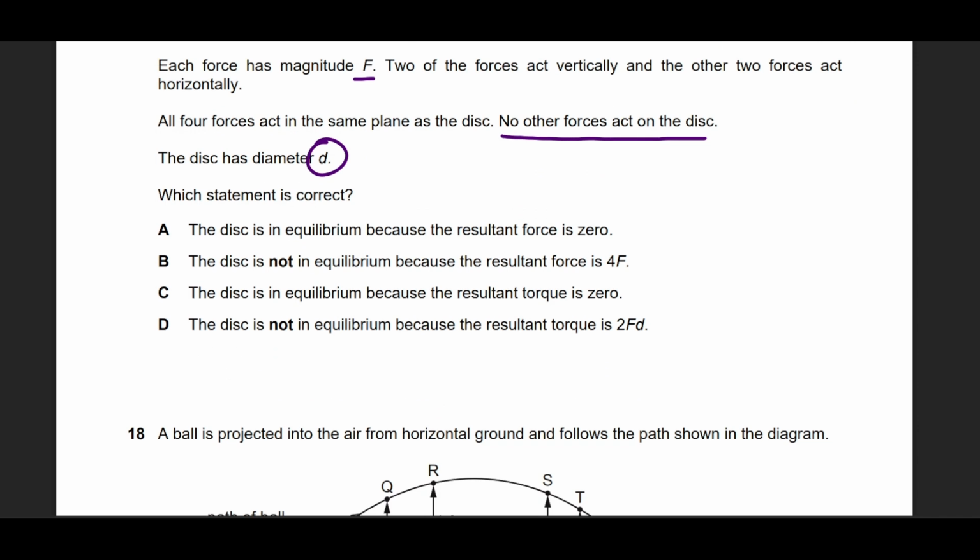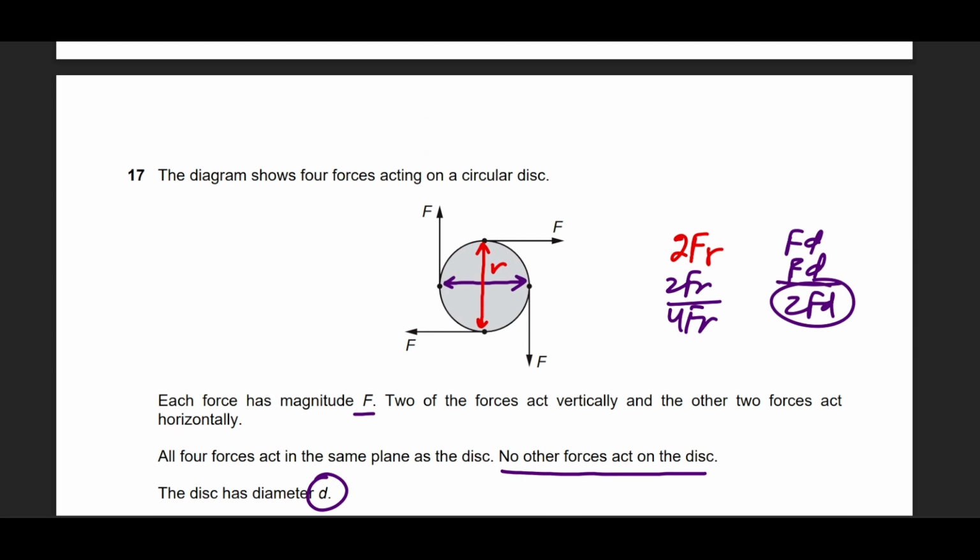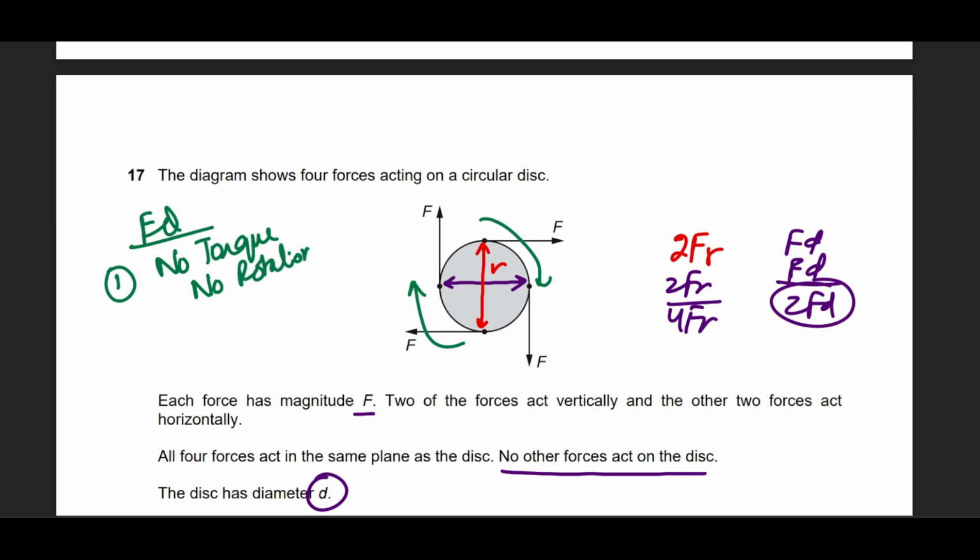The disk is in equilibrium because the resultant force is 0. First of all, the disk is not in equilibrium. So options A and C get cancelled out. The disk is rotating. For a condition of equilibrium, the first condition is that there should be no torque. And simply put, there should be no rotation. It shouldn't be rotating.